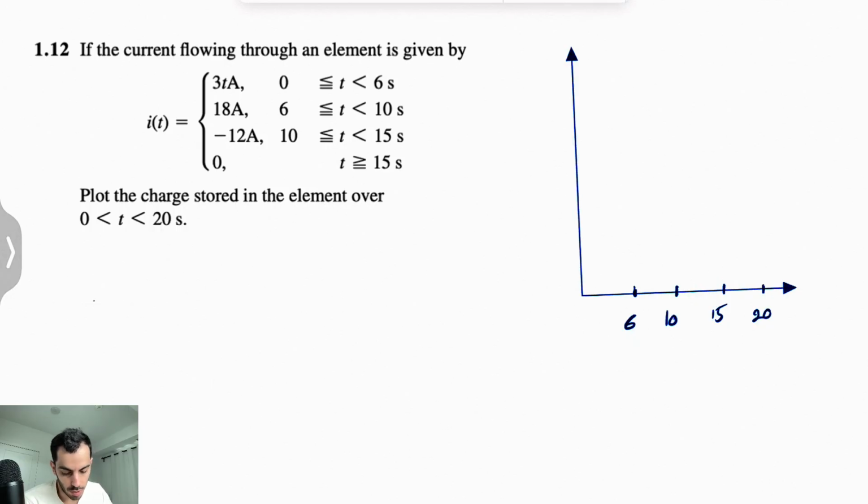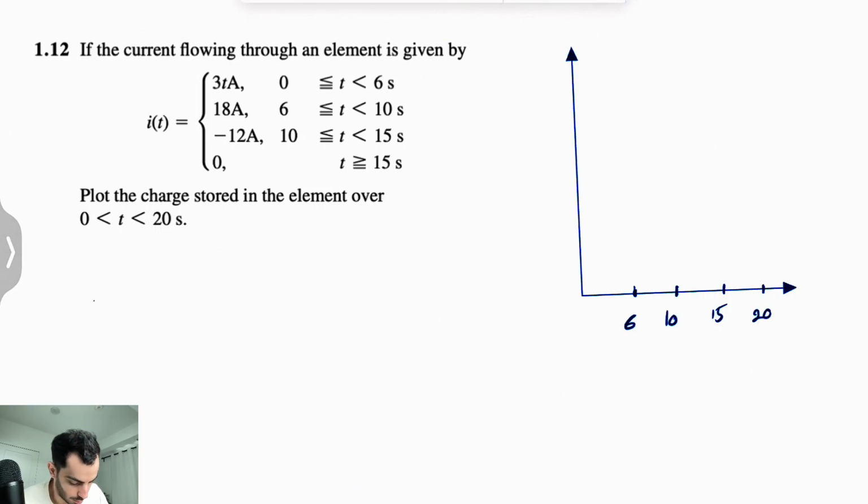On this one, we have the current flowing through an element that is given, and we need to plot the charge stored in the element over t from 0 to 20 seconds. If I look at this, we'll see that we have 4 different intervals for the current.